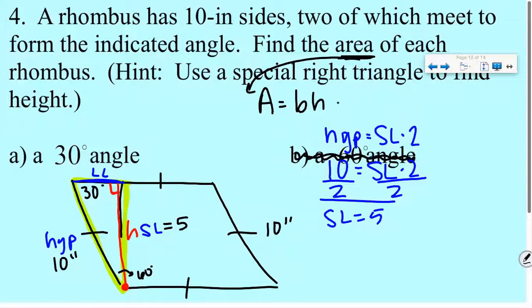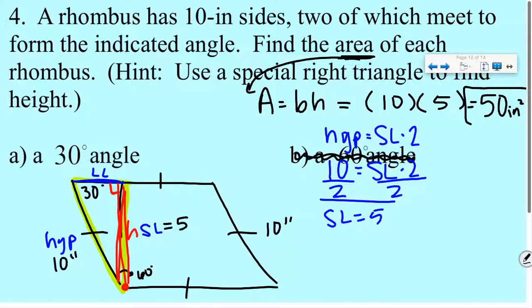Yes, okay. So we know that the area of a rhombus is found by taking base times height. Well, the height's 5, so I'm going to put 5 there. The base and height have to make a right angle. Well, the height's making a right angle with the top of the rhombus. That's the base in this case. What's the length of the top of the rhombus? 10, yeah. So what's the area of this rhombus? 50. 50 inches squared.